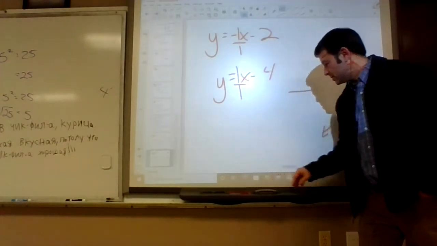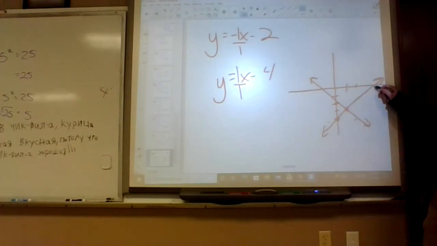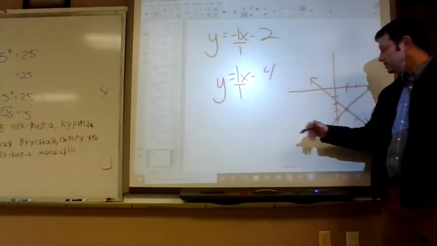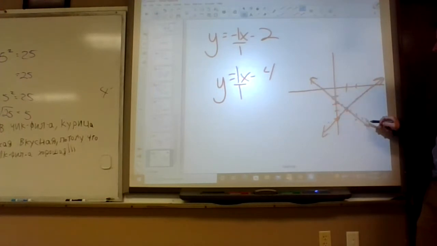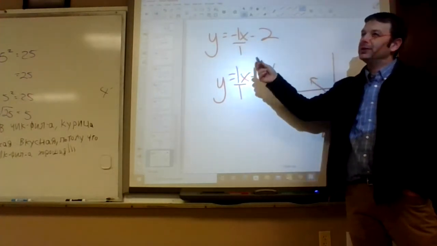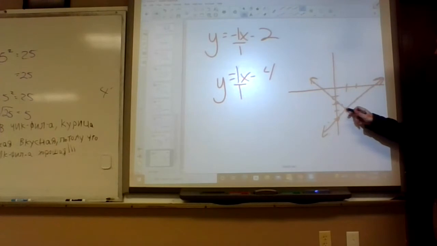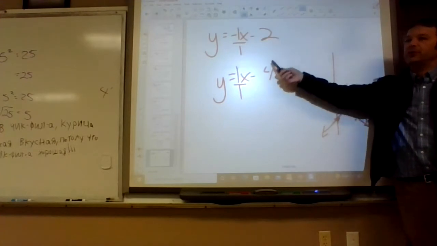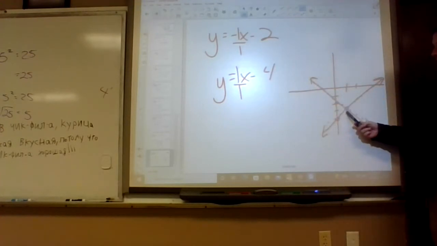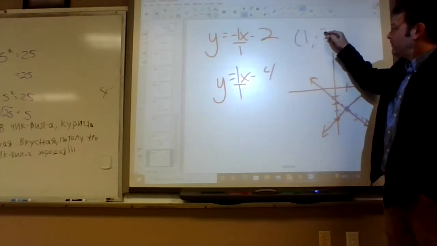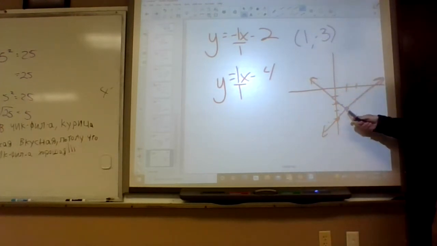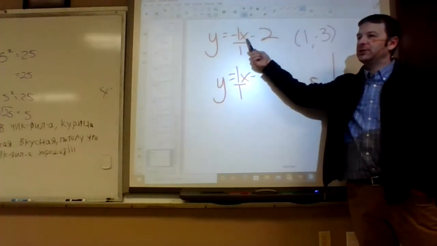Okay, so if all the points on this line represent the solutions for this equation, and all the points on this line represent the solutions for this equation, how many solutions do they have in common? 1. This point right here represents the solution that would work in both equations. What is this point right here? Intercept. 1, -3. So if I graphed it correctly, if I wasn't too sloppy, 1, -3 should be a solution that works in both of these.